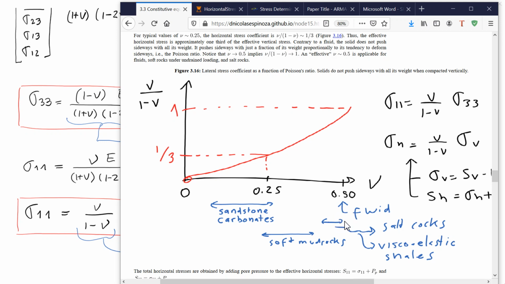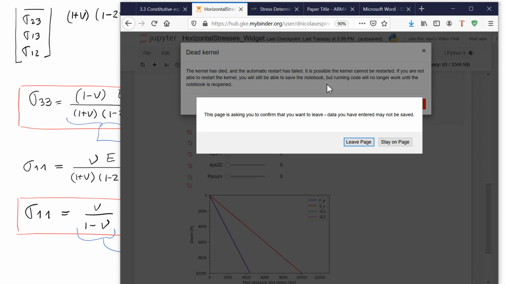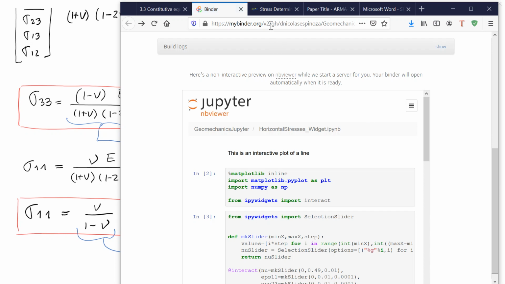Okay, so let me build an example over here, and I'll be right back into this page.